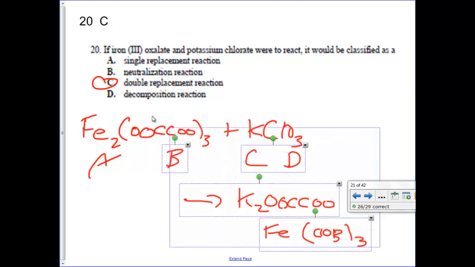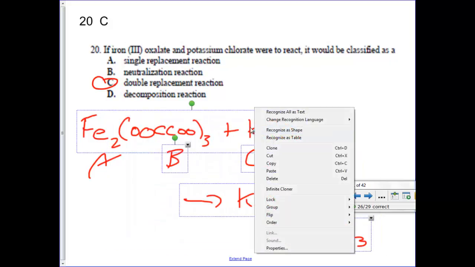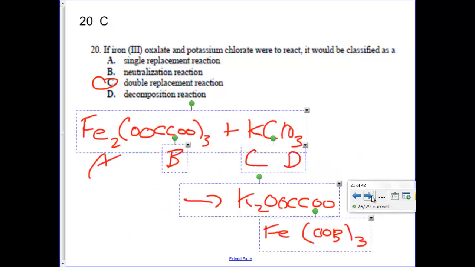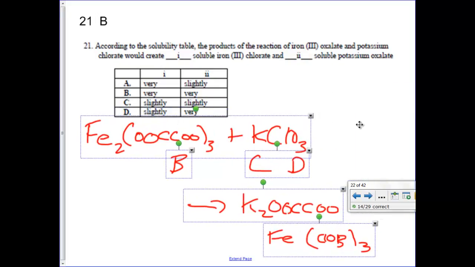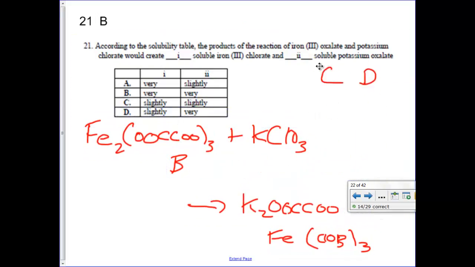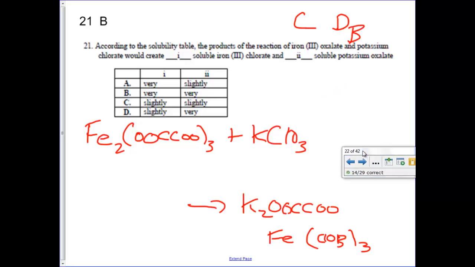I'm going to try to take all of this. Okay, there we go. So here's the equation. Maybe we can get rid of the C and D. We don't really need that. So now we have to go to our data table and figure out the solubility of these things here.